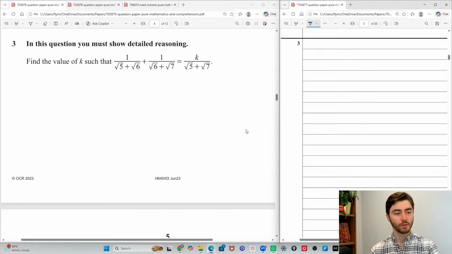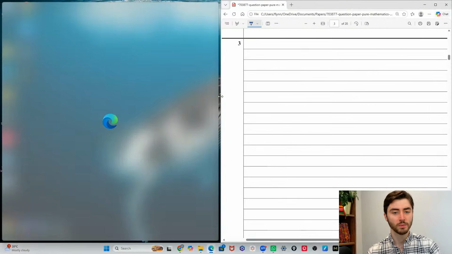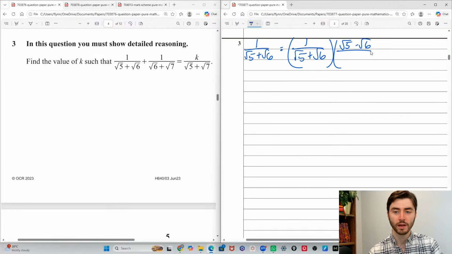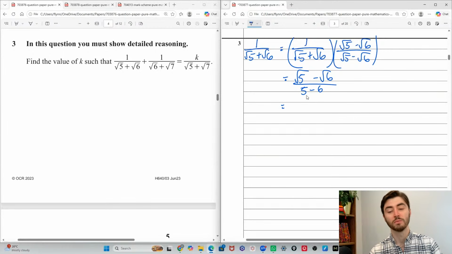Question 3, find the value of k such that this thing is true. Well, let's work on rationalizing. In fact, let me as well give myself a bit more room to work. So here, 1 over root 5 plus root 6. What we do is we multiply top and bottom by the thing on the bottom with the sign changed. Okay, so that would be root 5 minus root 6 all over 5 minus 6, which is minus 1, so that becomes root 6 minus root 5.